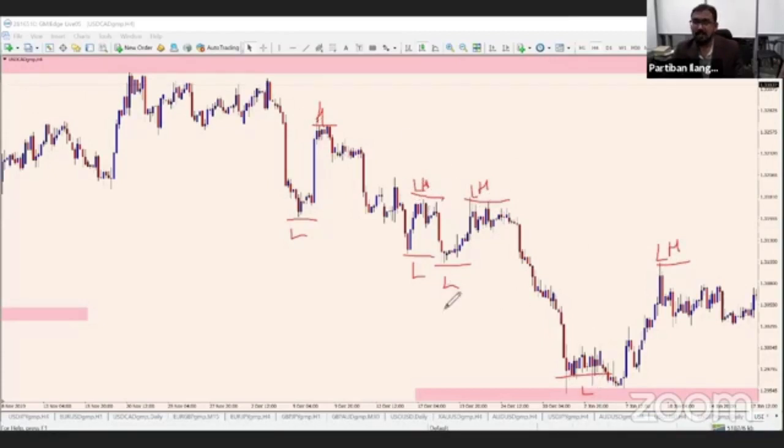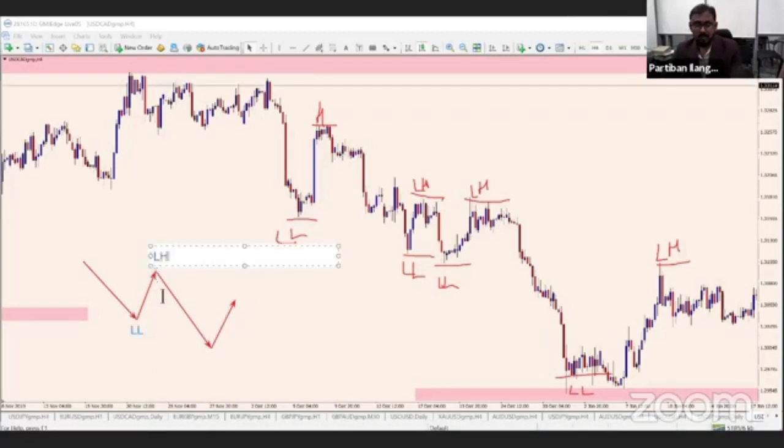How about this low? Is it higher or lower? Lower. Higher or lower? Lower. Okay, so it's lower. So whenever you see a price movement like this, where LL means lower low, lower high, lower low, lower high, when you see this kind of movement, there's a 70% chance for the price to drop lower. So if you identify this, you can go short.